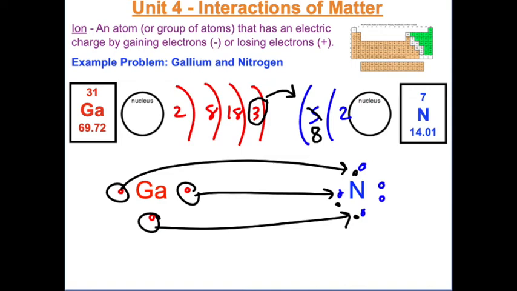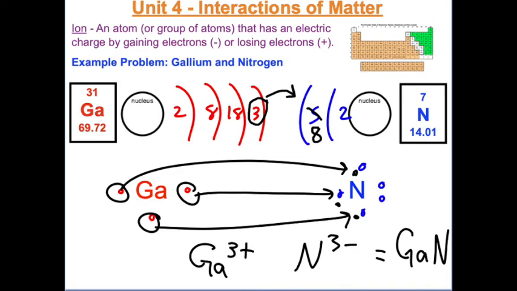Gallium also has an outermost shell that is full, but it's the third shell. By losing 3 valence electrons, gallium ends up with a 3 plus charge. Nitrogen gains 3 electrons, giving it a 3 minus charge. The 2 ions are oppositely charged and they form a chemical bond.